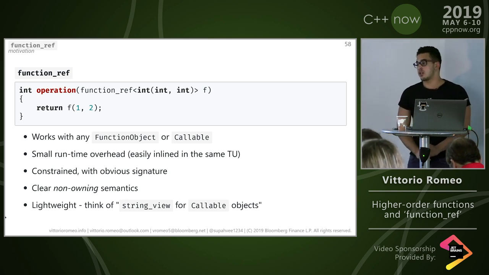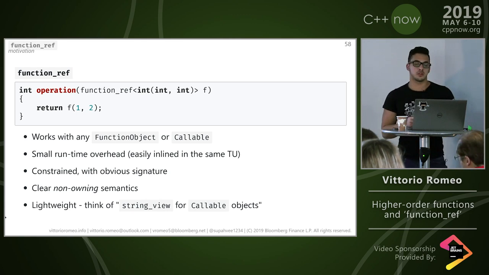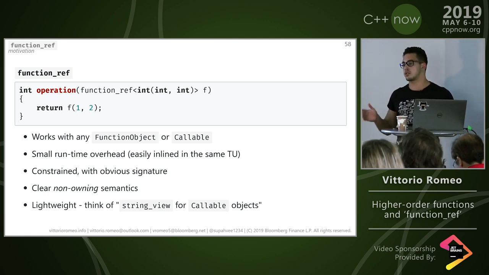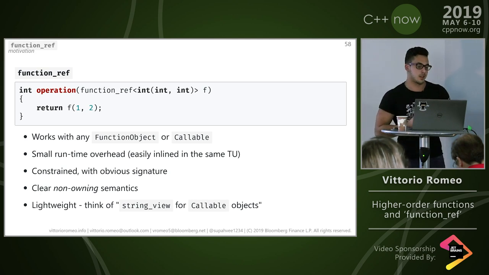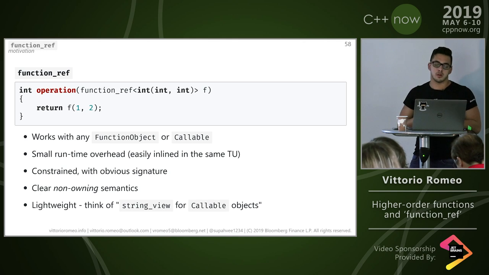It has very small runtime overhead. This is comparable to function pointers. So if everything is in the same translation unit, it's going to be inlined and it's going to be very fast. It is constrained with an obvious signature. It has clear non-owning semantics. So when you see function_ref, it's going to be a reference. It doesn't own anything. And it's quite lightweight. So think about it as string_view for callables.